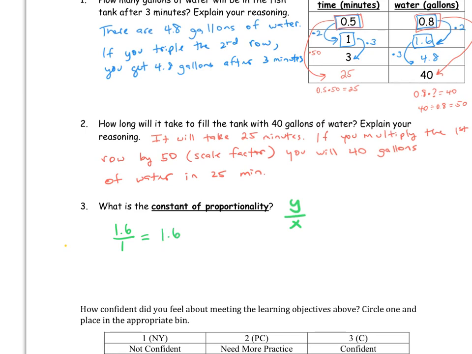You could have also created this as a fraction, 1 6/10, or 1 3/5, or 8/5, whatever, as long as it's equivalent to 1.6. So we would say k equals 1.6. Remember, k always represents constant of proportionality.